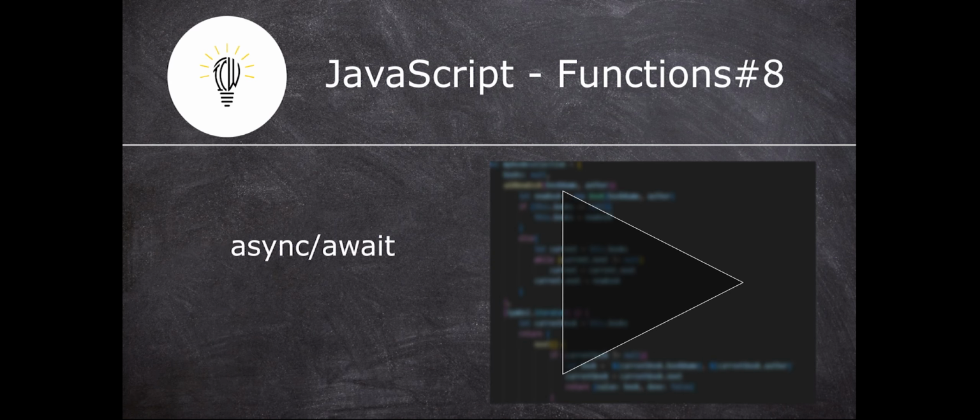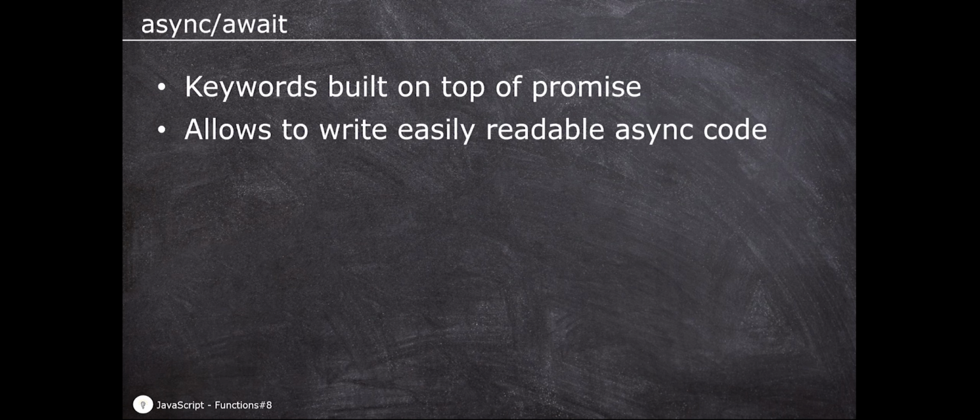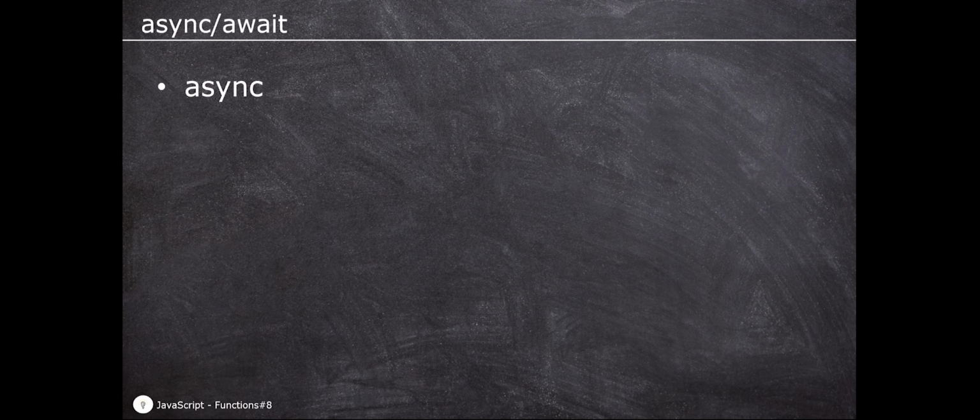Now we will start with async await. Async await are two keywords which are built on top of promise, which allows you to write async code that is easy to read and looks like synchronous code. It is actually a syntactical sugar on top of promise. So let's talk about the async keyword first.